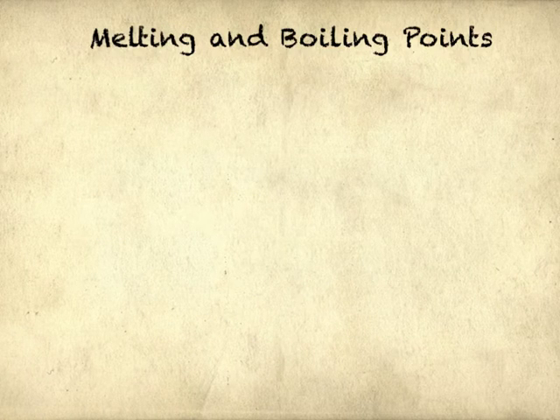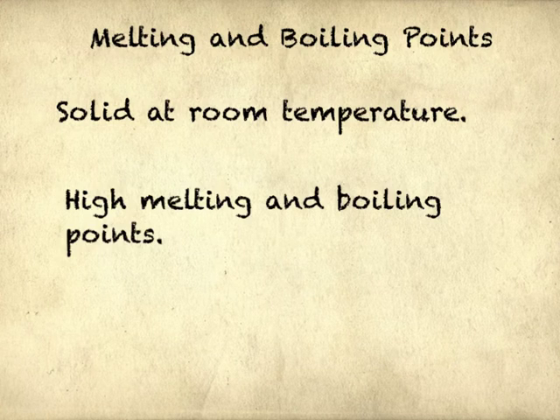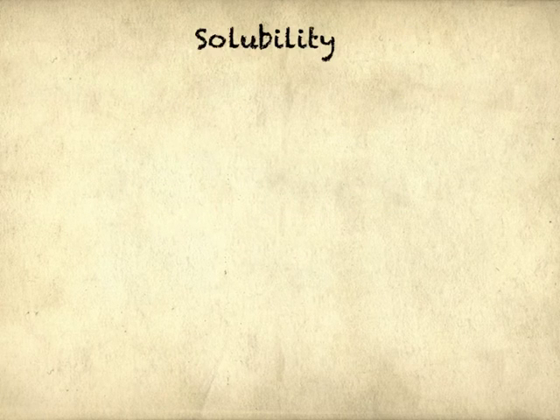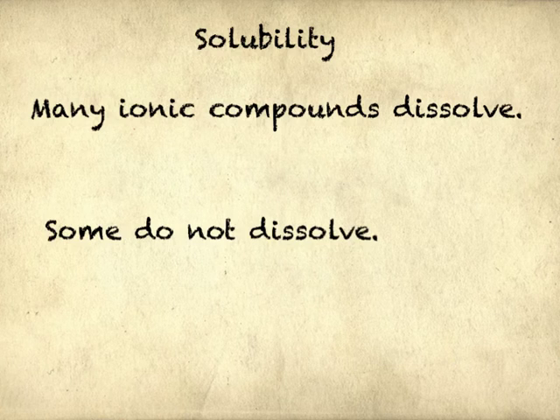Ionic compounds are solids at room temperature, and this is because they have high melting and boiling points. The solubility of ionic compounds varies. Many ionic compounds dissolve, however, some do not dissolve.